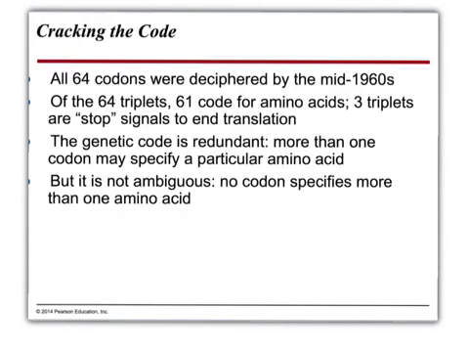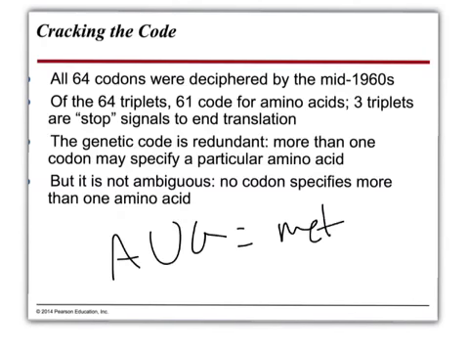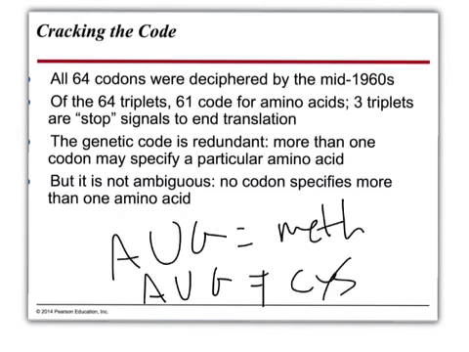And this is where we talk about the redundancy. The genetic code is redundant, meaning that more than one codon may specify a particular amino acid. But it's not ambiguous. No codon specifies more than one amino acid. So AUG equals methionine, for example. AUG does not equal cysteine and methionine. There's one specific meaning for it. That's why it's not ambiguous. It doesn't have a double meaning. When the RNA is AUG, that is a particular amino acid that will be placed there. But methionine could also be coded by another codon.